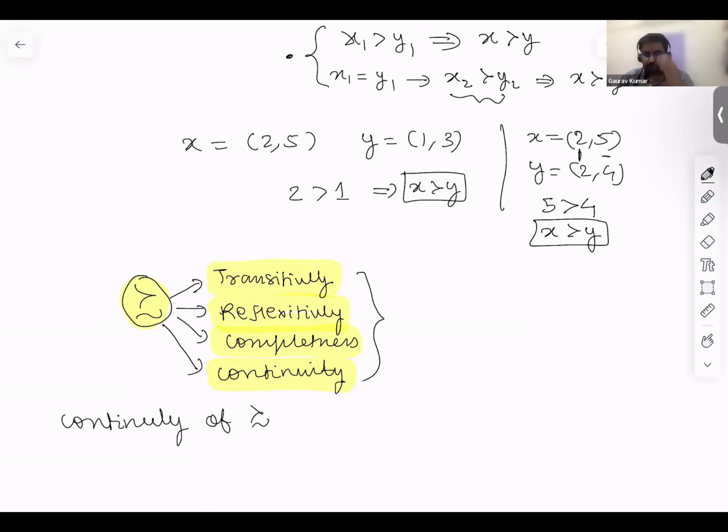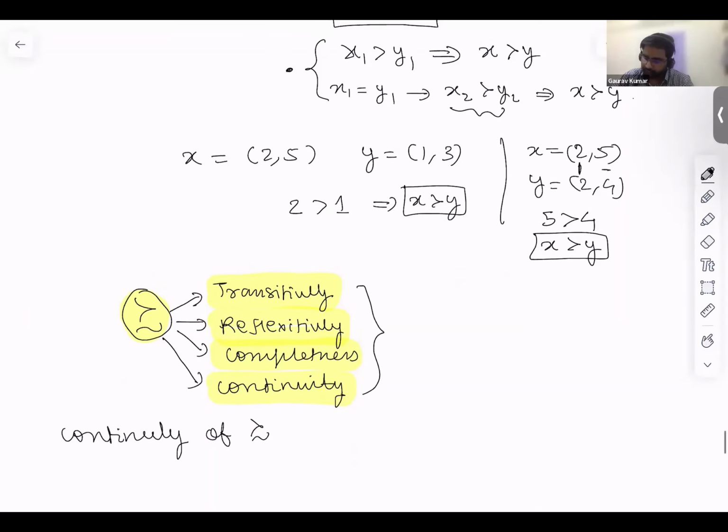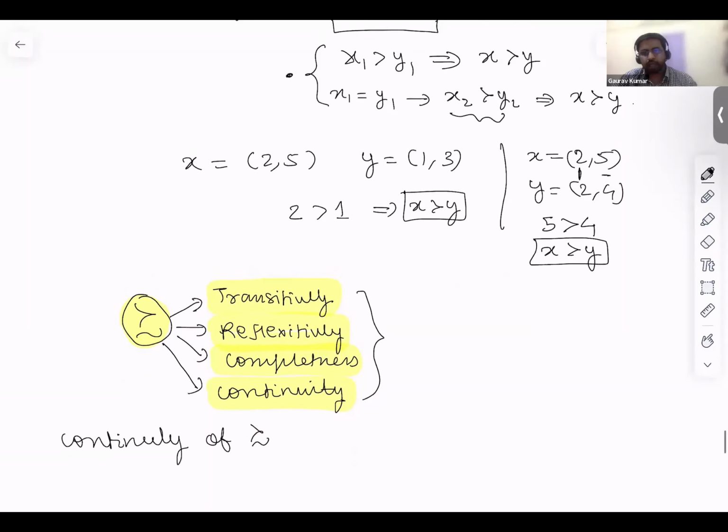What does the continuity property of squiggle say? Since you have not covered real analysis right now, do you know about sequences? Okay, I'll just connect. One second, I am getting a call. I'll just connect.